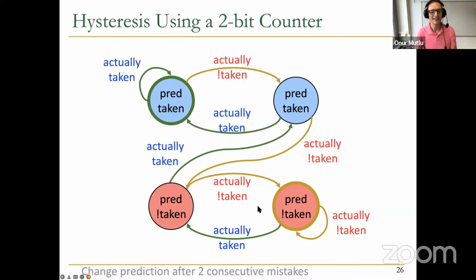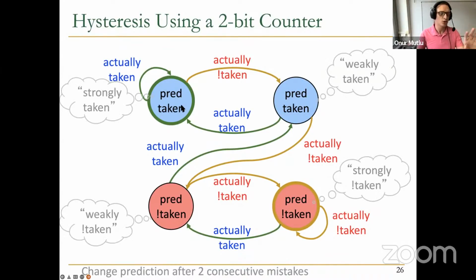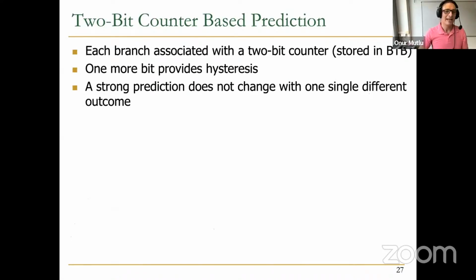It's a 2-bit counter. But the idea is to change the prediction after 2 consecutive mistakes if you're in the strong prediction state, strongly taken or strongly not taken. But if you're in the weakly taken states, one opposing outcome changes the prediction, because presumably you haven't made up your mind yet as to whether this is strongly taken or strongly not taken, right? That's the idea. Okay. So if there are any questions, feel free to ask.